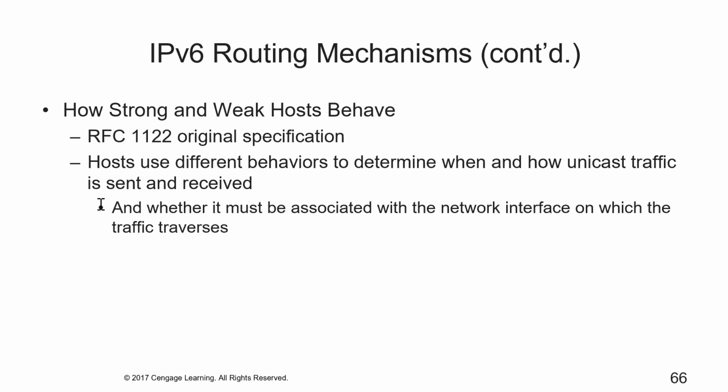So in terms of strong and weak hosts, RFC 1122 is the original specification. And hosts use different behaviors to determine when and how unicast traffic is sent and received, and whether it has to be associated with the network interface on which the traffic is traversing.